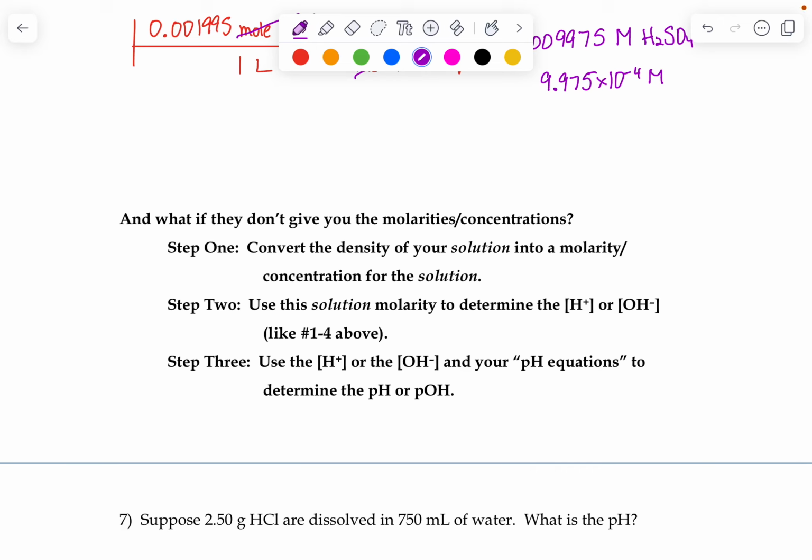With all of the examples that we've done so far, they've always given you the molarity or concentration of a chemical. But what if they didn't give you a molarity? What if you were basically shown how that solution was made, so that they essentially give you a density? Then what would you do? Well, you need to convert that density into a molarity, then get the molarity of your ions rather than the whole chemical, and then your pH equations can kick in.